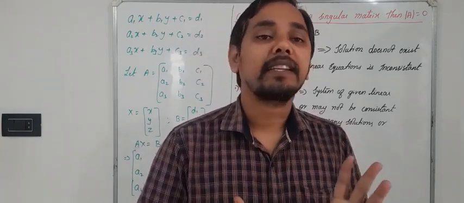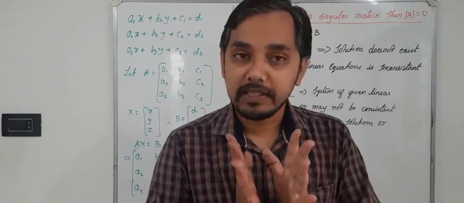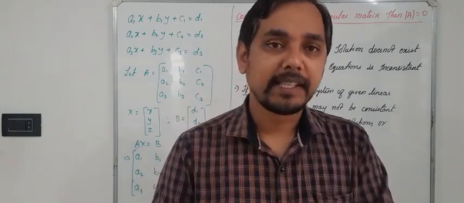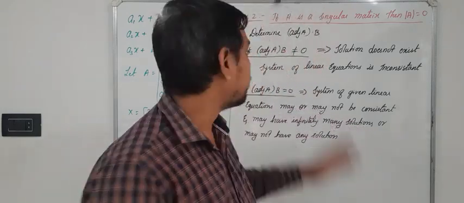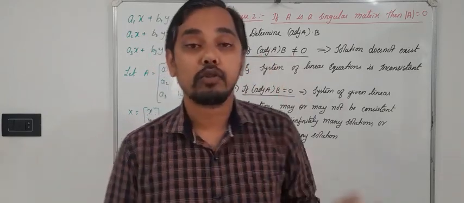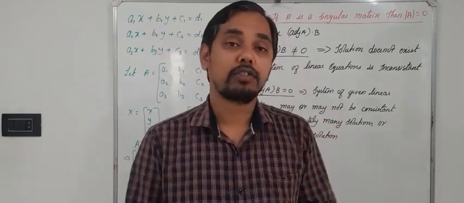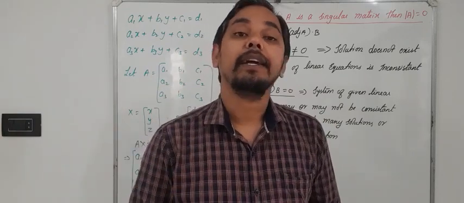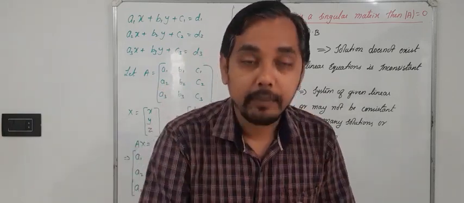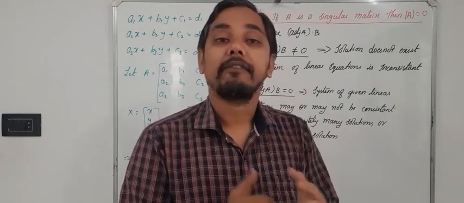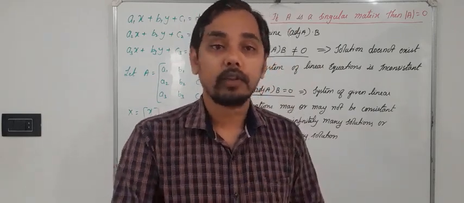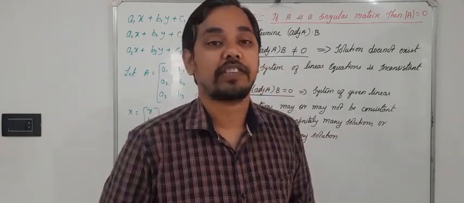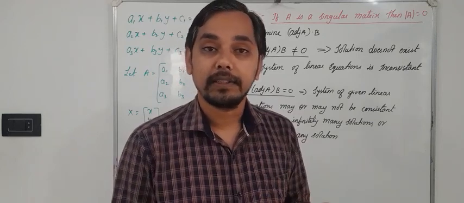And we can say that the system of equations is inconsistent confidently if adjoint A into B is not equal to 0. If adjoint A into B is not equal to 0, straightforward we can say that it is an inconsistent system. If the given matrix is a singular matrix, and if adjoint A into B is equal to 0, then we cannot say anything about the consistency. These are the three conditions, right?